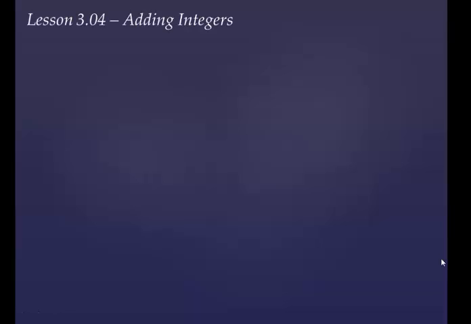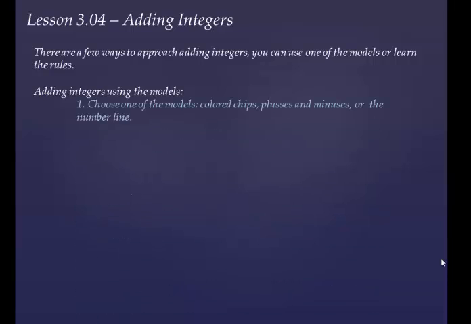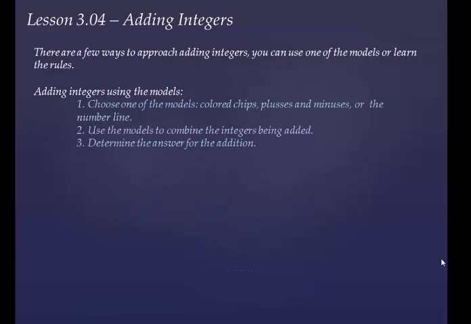Lesson 3.4, Adding Integers. There are a few ways that we can approach adding integers, and this is adding positive and negative whole numbers. We can use one of the models or we can learn the rules. If we use the models, we can choose the colored chips, the pluses and minuses, or the number line that we learned in the last lesson.